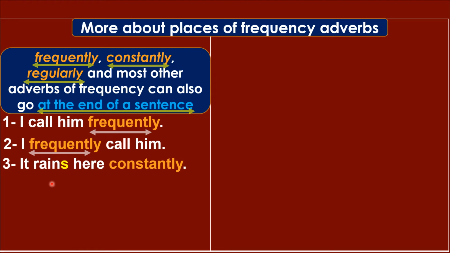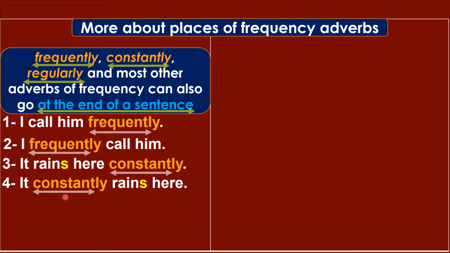Let's have a look at some other examples. Number 3, it rains here constantly. So if you look at constantly, it comes at the end of the sentence. And number 4, it constantly rains here. Here its usual place is in the middle of the sentence, before the lexical verb or the main verb.